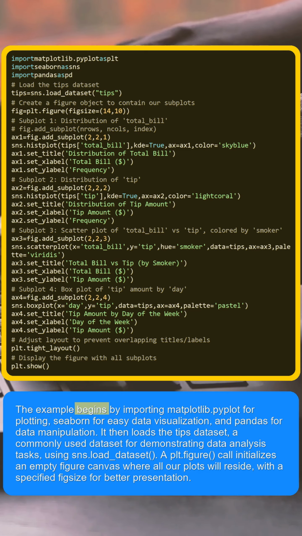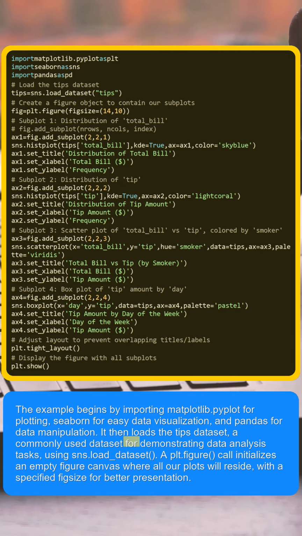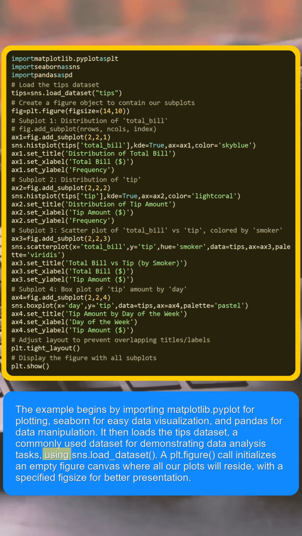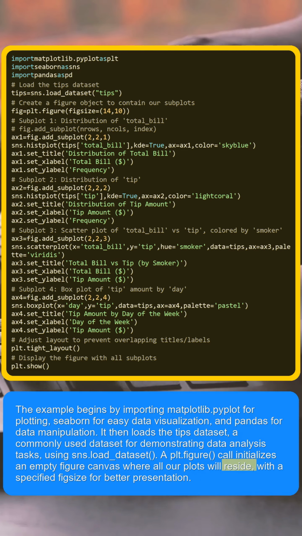The example begins by importing matplotlib.pyplot for plotting, Seaborn for easy data visualization, and Pandas for data manipulation. It then loads the tips dataset, a commonly used dataset for demonstrating data analysis tasks, using sns.load_dataset. A plt.figure call initializes an empty figure canvas where all our plots will reside, with a specified figsize for better presentation.